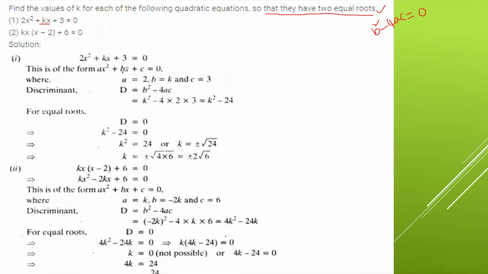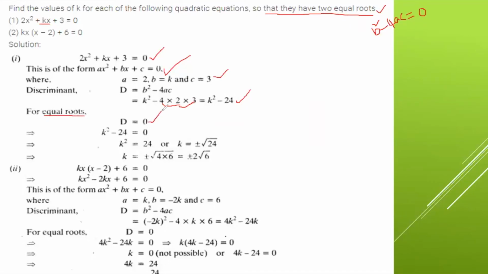Yes, sir. Now, come to the solution. 2x square plus kx plus 3 equal to 0. So this is in the form of ax square plus bx plus c is equal to 0. Take a value 2, b value k, c value 3. You know that b square minus 4ac, find it. B square minus 4ac, k square minus 24 you will get, because 4 times 2 is 8, 8 times 3 is 24. But what is the condition they gave? Equal roots. So therefore D is equal to 0.